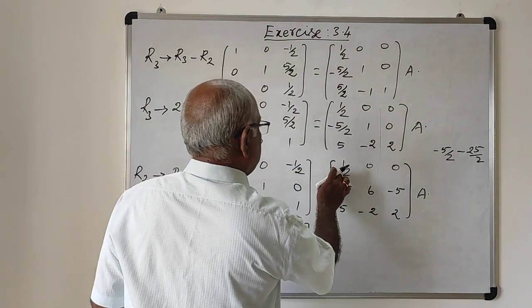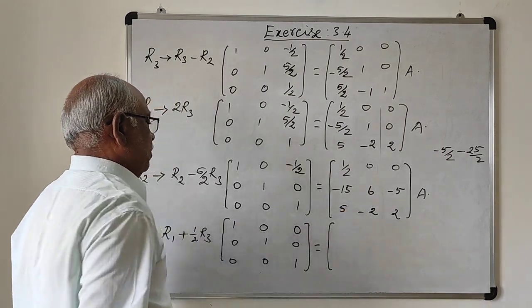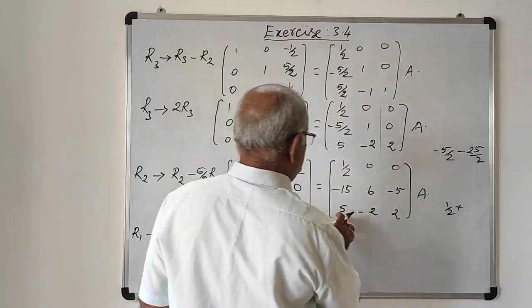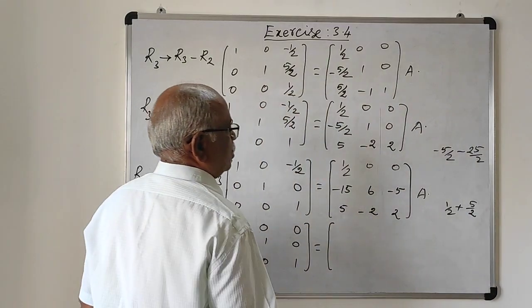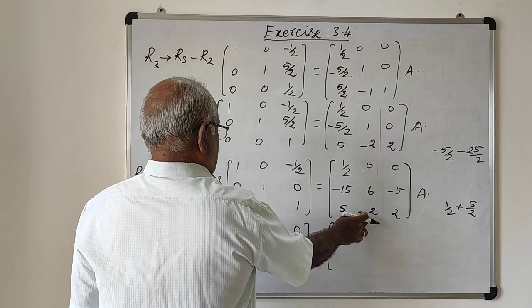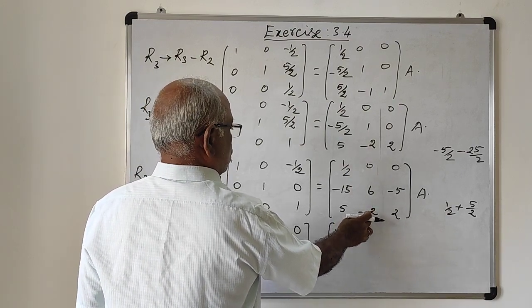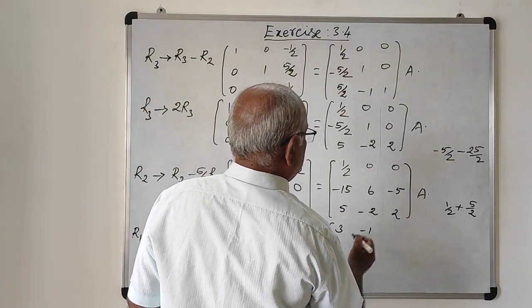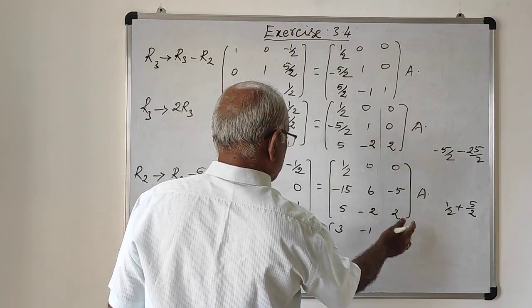Similar operations: R1 becomes 1 by 2 plus 5 by 2 R3. That is 1 by 2 plus 5 into 1 by 2 is 5 by 2 R3. That is 6 by 2. 6 by 2 is 3. 0, minus plus 1 by 2 R3 is minus 2 into 1 by 2 is minus 1 plus 0, minus 1. And 0 plus 1 by 2 R3 is 1 by 2, is 1. 1 plus 0 is 1.